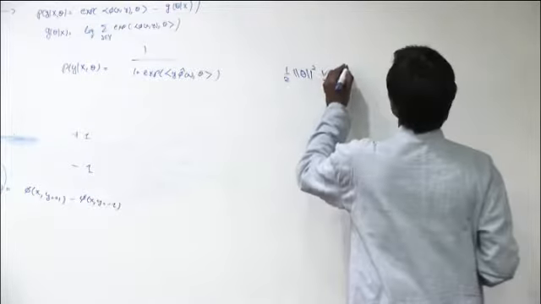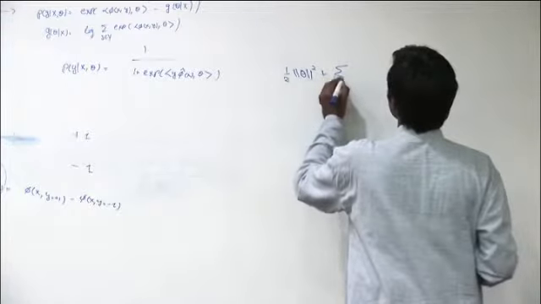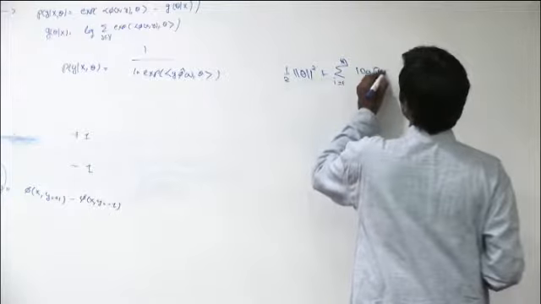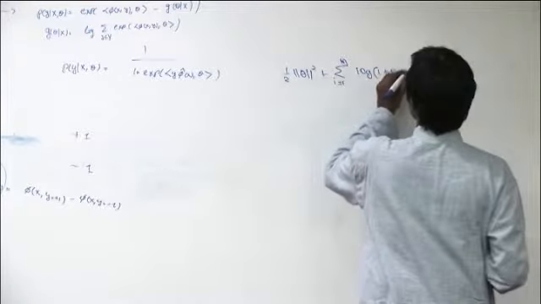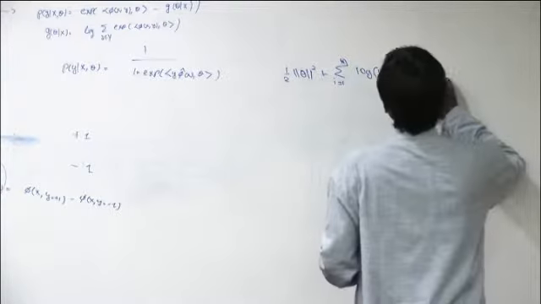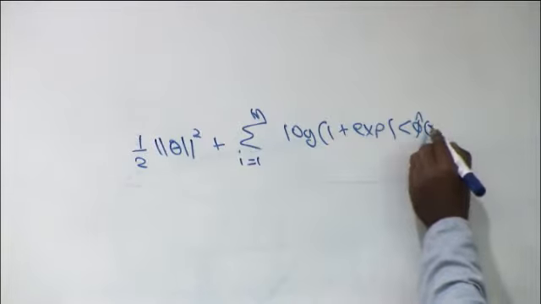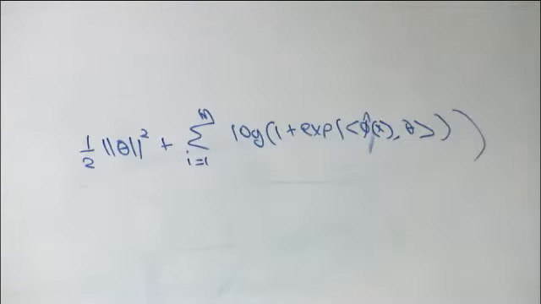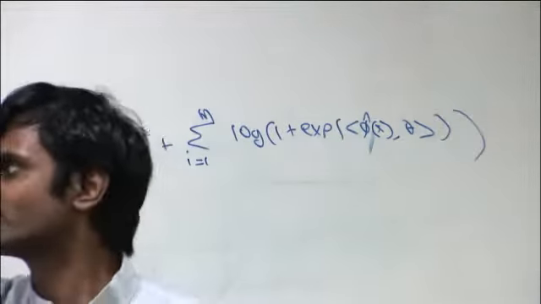So this becomes summation i going from 1 to m of the log of 1 plus exp of minus y times phi hat of x times theta. Okay, so this is how the objective function looks, because this log p of theta is 1/2 norm theta squared, and the log p of y_i conditioned on x can be written this way.